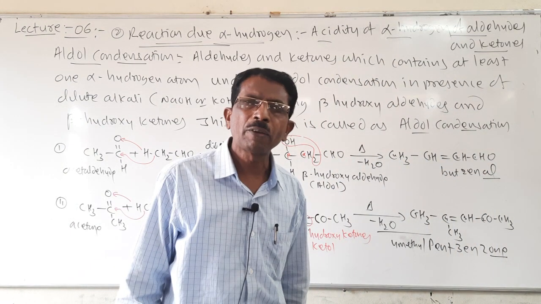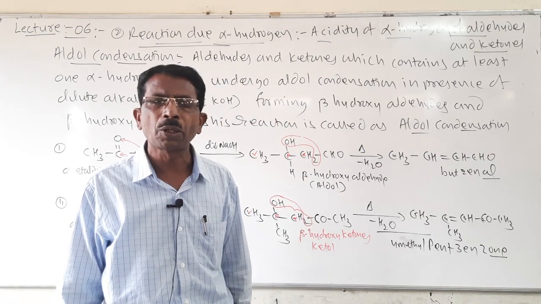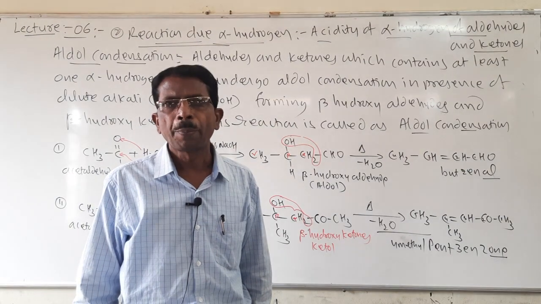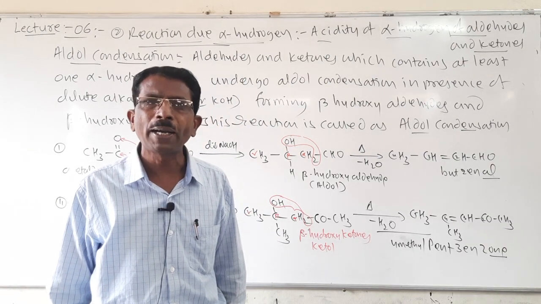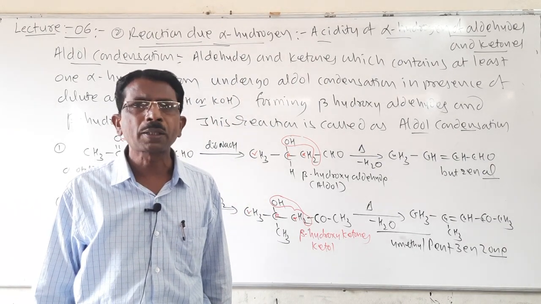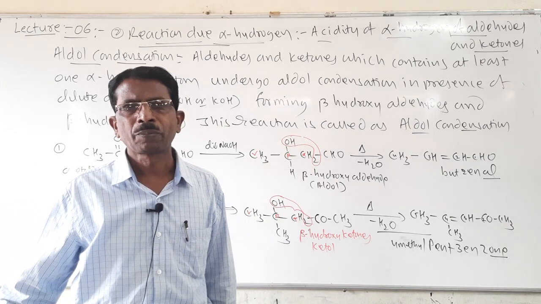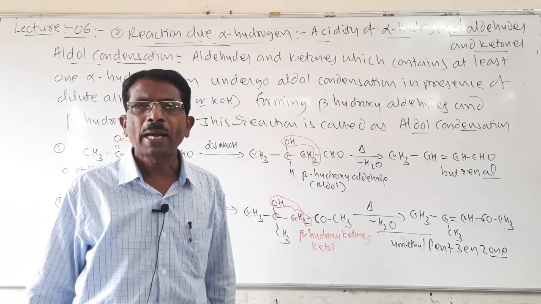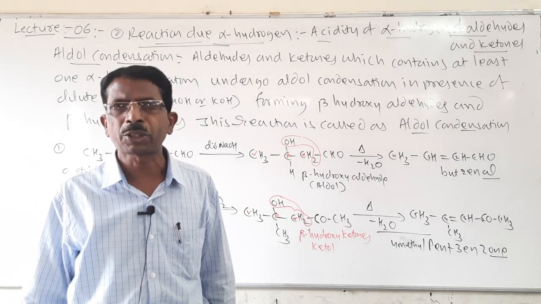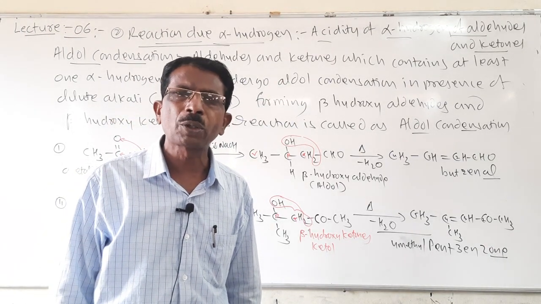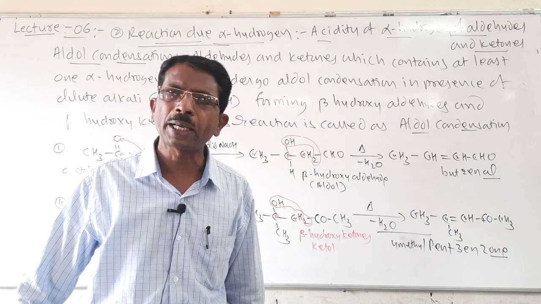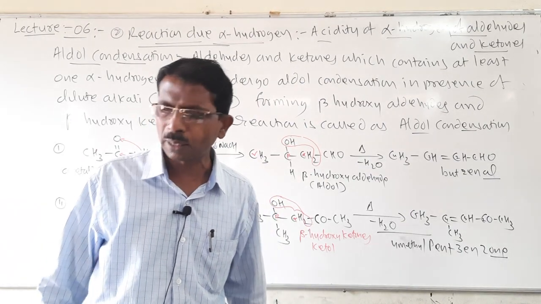Then they may ask why formaldehyde and benzaldehyde do not undergo aldol condensation. Because formaldehyde and benzaldehyde do not contain alpha hydrogen atoms. Hence they do not undergo aldol condensation. Then they may undergo another reaction called the Cannizzaro reaction. So the aldehydes and ketones which do not contain alpha hydrogen atoms undergo the Cannizzaro reaction. It may be discussed later on.